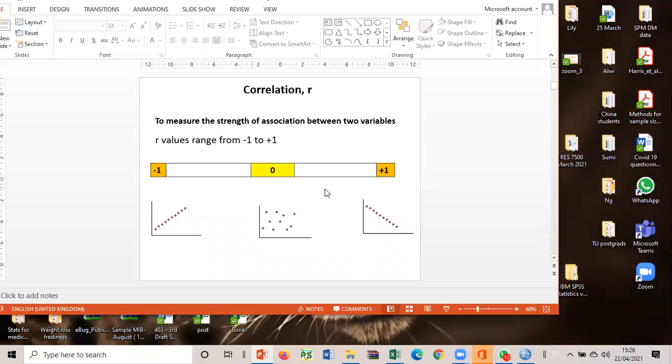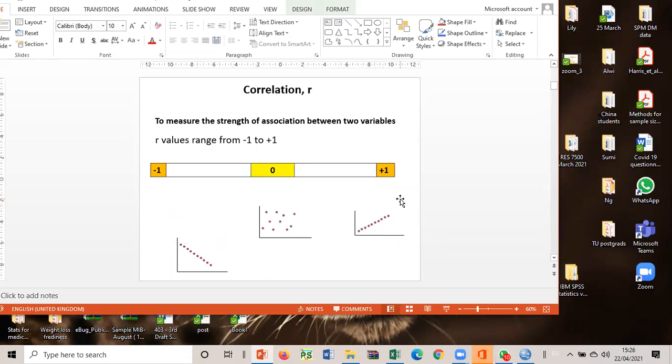Correlation ranges from -1 to +1. This is just wrong, so it should be this way. These are extreme cases. We don't see extreme cases in our studies. At -1 there's a minimum, at +1 there's a maximum. As X increases 1 unit, Y decreases 1 unit. Same thing. So we're not interested in the extremes. We're only interested in the middle.